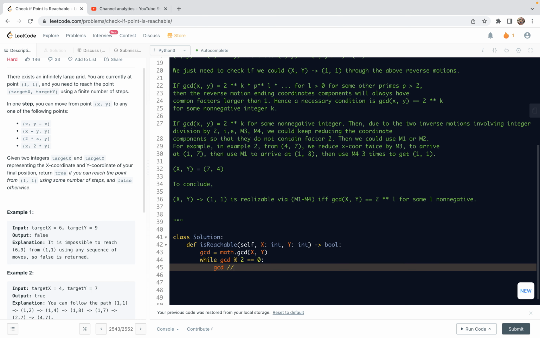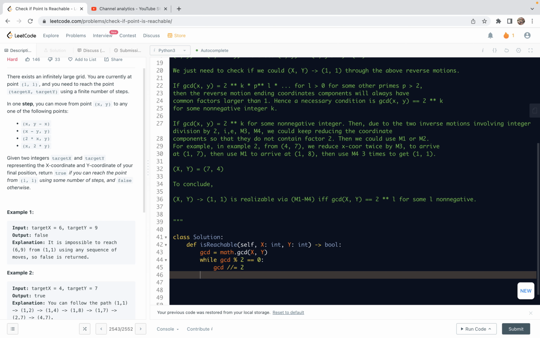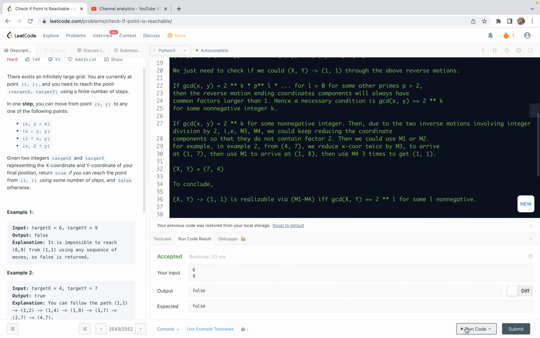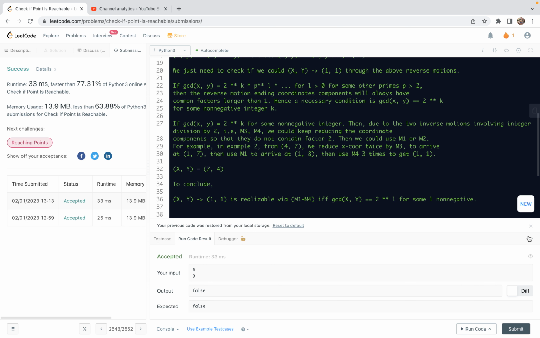If this is the case, we can reduce GCD to be 1, right? So let's do this. While GCD modulo 2 is 0, we do GCD integer division by 2. Afterwards, we just need to check if GCD equals 1 or not. If it's 1, it means that GCD is a power of 2. Otherwise, it contains other prime factors. So overall, that's the solution format for this problem. You can further make this code shorter, but that's not the point for this video. So with that said, let's do a check.